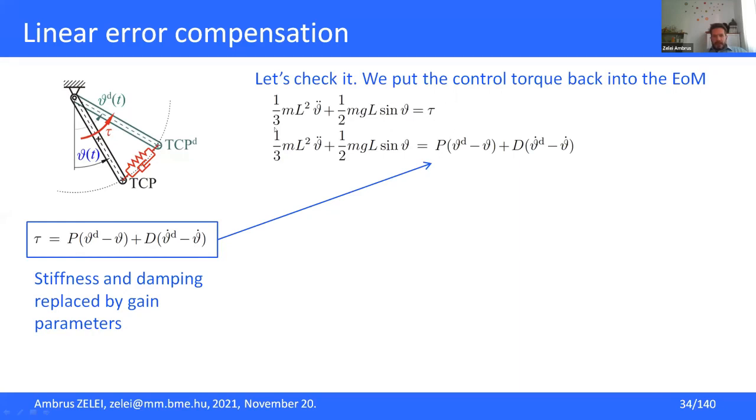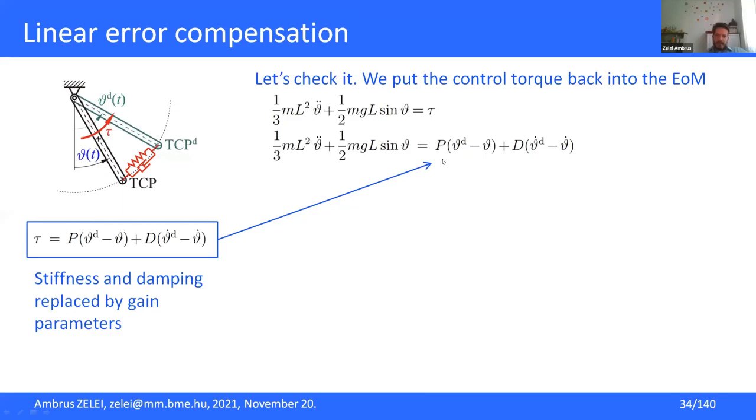So I take again the equation of motion of this very simple system. It was already shown at the beginning. And at the right hand side, there is the control torque. And let's replace the control torque with this control law here. So I just substitute P and D here instead of tau. So I just put this whole thing into the right hand side of the equation.